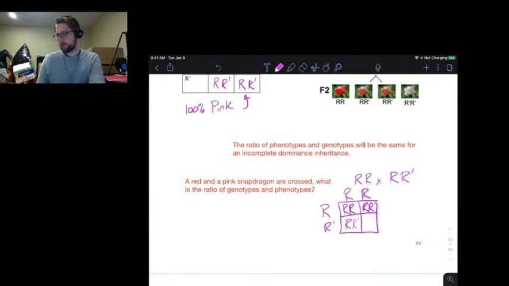This is also really important that you're nice and professional with your approach. Make sure you're using capital letters in this case. Make sure you're including that little dash. That is important. And we see that we get 2 RRs to 2 heterozygotes, or a 1 red to 1 pink ratio.